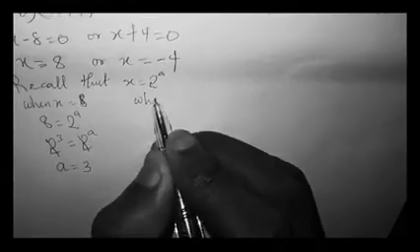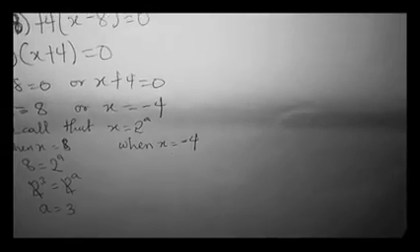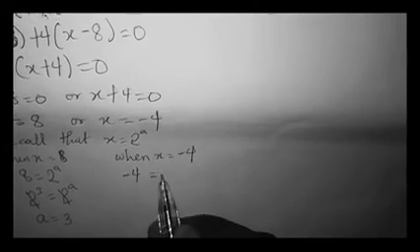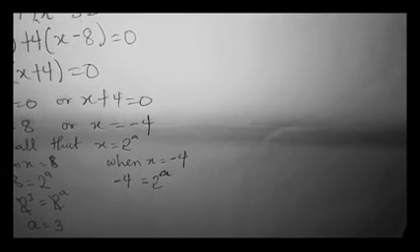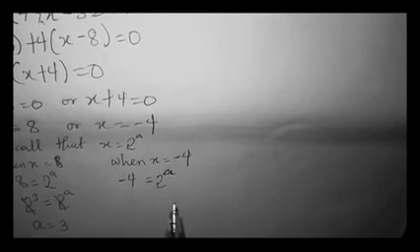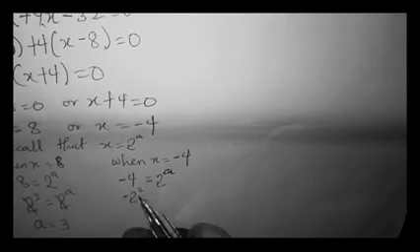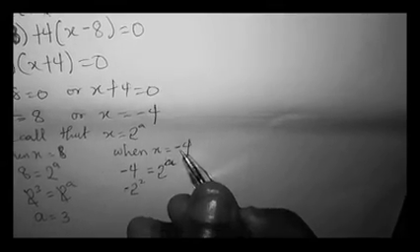So when x equals minus 4, that will be minus 4 equals 2 raised to power a. And minus 4, you can't express it in form of indices. Although if you express it in form of indices, that will be minus 2 raised to power 2, which will give you 4, and that is not minus 4. So therefore, when x is minus 4, there is no solution. So your final answer is a equals 3.